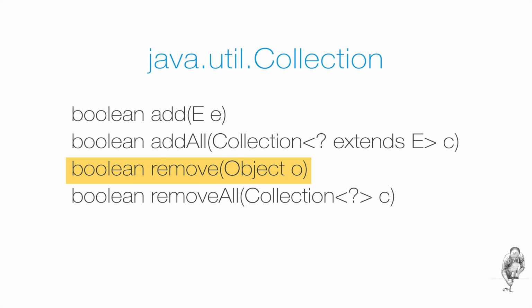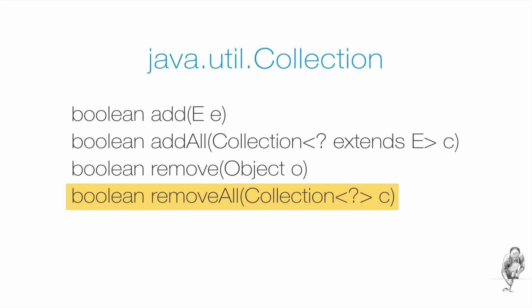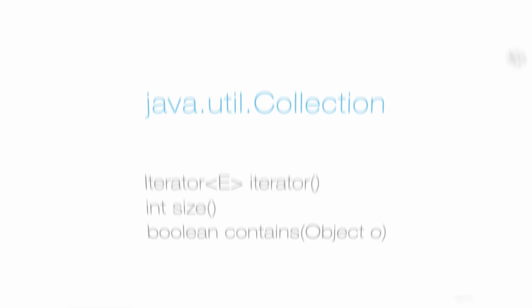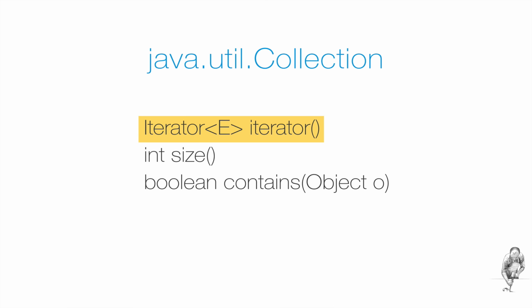Boolean remove removes the first occurrence of the element you specify from the collection. Boolean removeAll removes the given elements from the collection. The iterator method returns an object you usually use in a loop to move from one element to the next element of the collection, step by step. You say, I iterate over the collection, hence the name iterator.